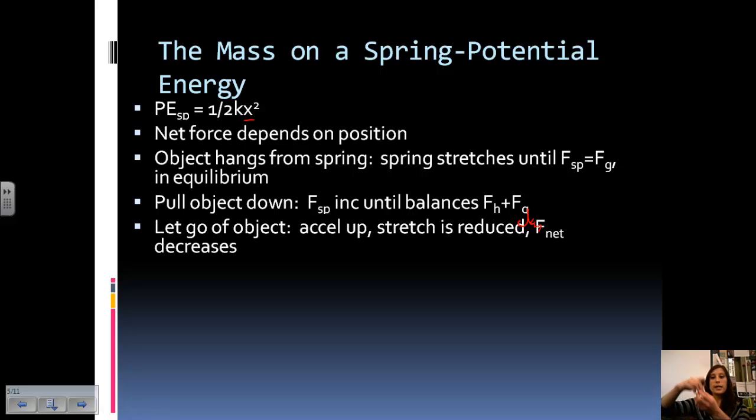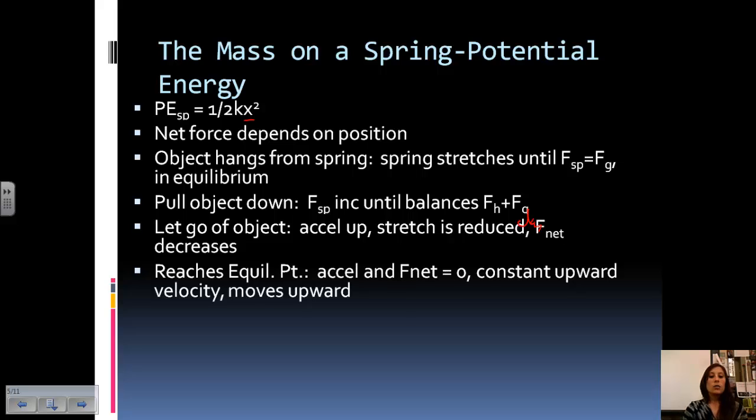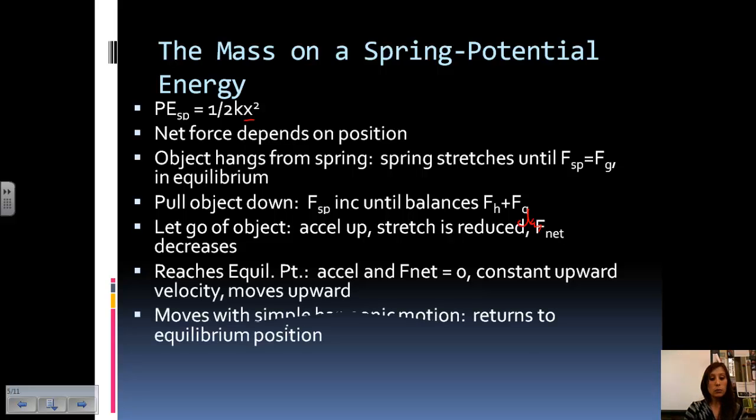If I have my spring and I apply a weight to it and I pull it down, when I let it go, it's going to accelerate up. Obviously, the stretch will be reduced and the F net is going to decrease. Once it reaches the equilibrium point, acceleration and F net are 0, and it's going to have a constant upward velocity, so it's going to move upward.